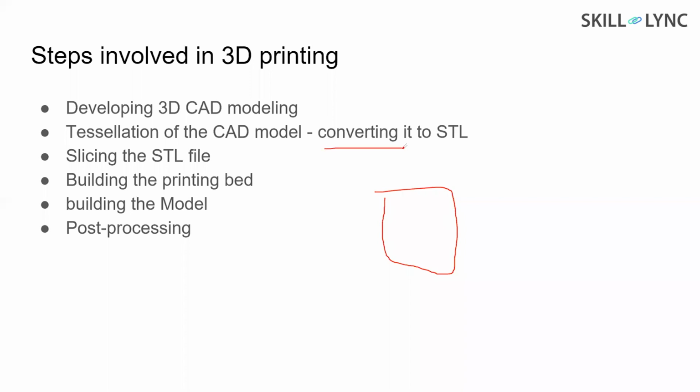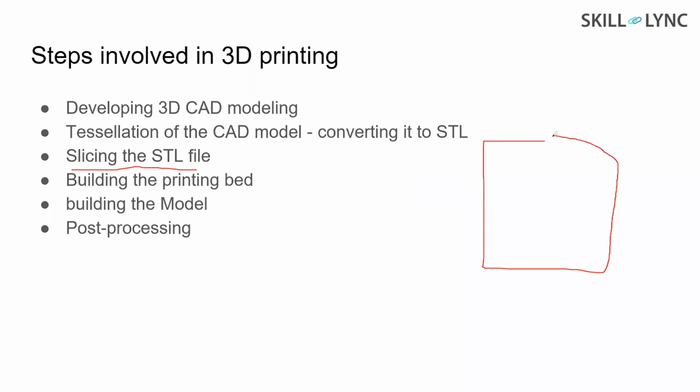You need to convert into an STL file. So STL is standard tessellation language, right? It's a common format for all the 3D printers. It will try to tessellate or convert this into smaller geometries. So tessellation means converting into smaller geometries. Next, you have your STL file, which has to be sliced, right?